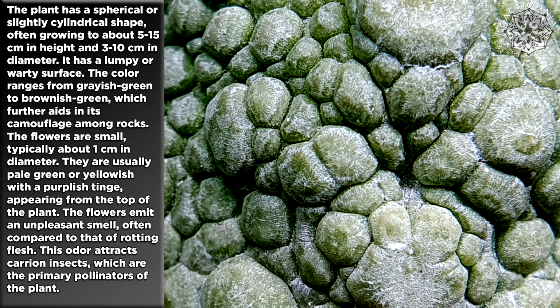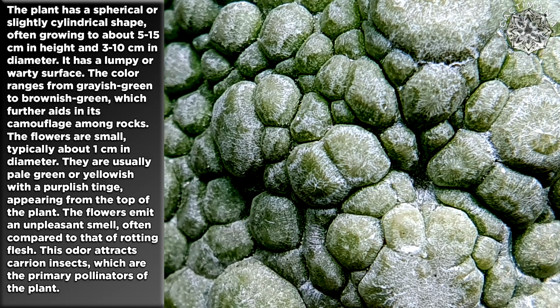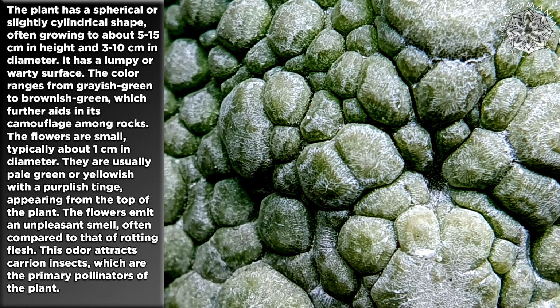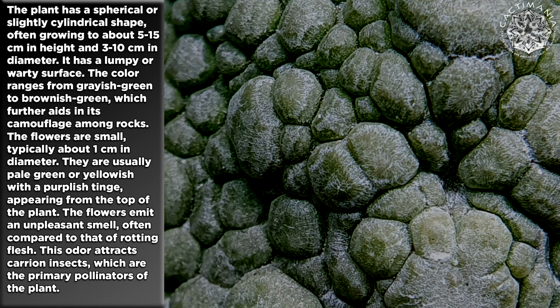The plant has a spherical or slightly cylindrical shape, often growing to about 5 to 15 centimeters in height and 3 to 10 centimeters in diameter. It has a lumpy or warty surface. The color ranges from grayish-green to brownish-green, which further aids in its camouflage among rocks.